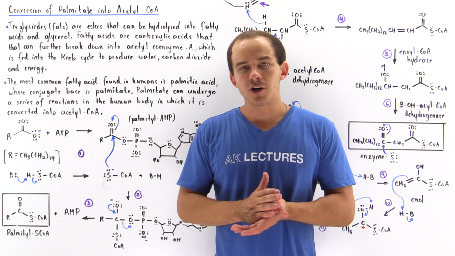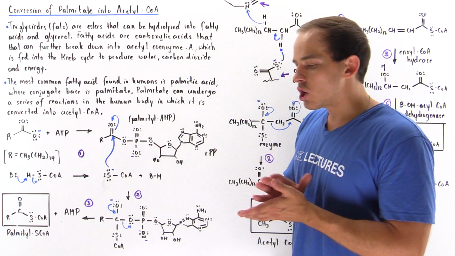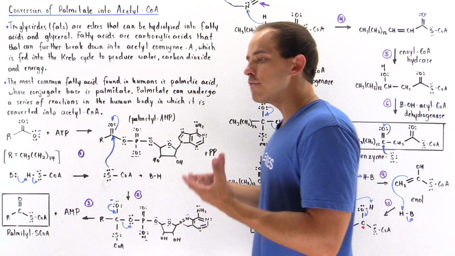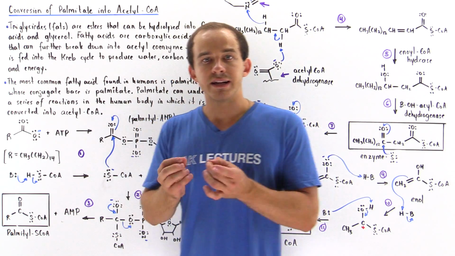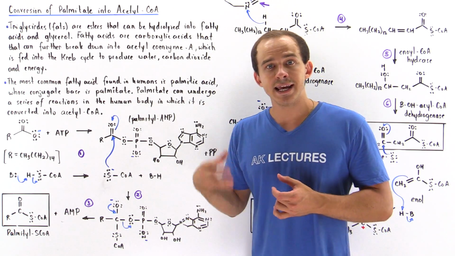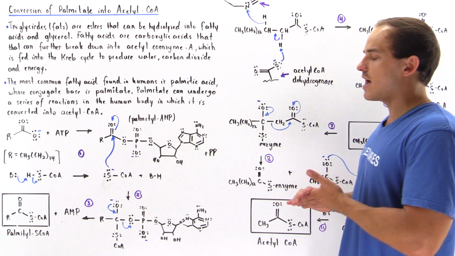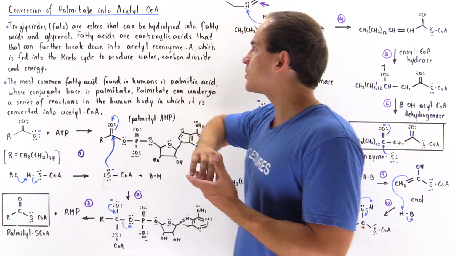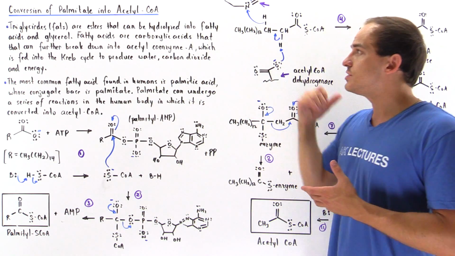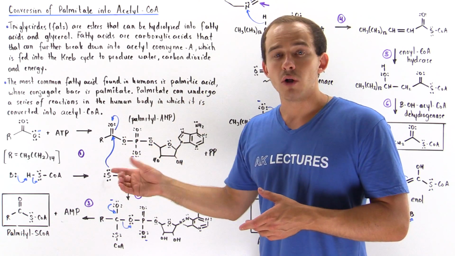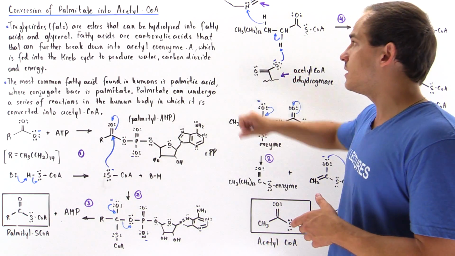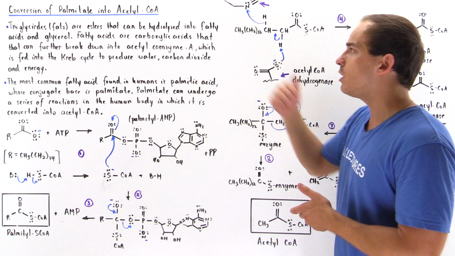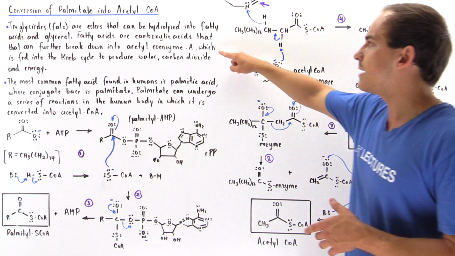help our body function. So the thing that we're going to focus on in this lecture is the conversion of the most common fatty acid in our body, palmitic acid, into acetyl coenzyme A. So once again, triglycerides are esters that can be hydrolyzed into fatty acids and glycerol. Fatty acids are carboxylic acids that can further be broken down into molecules called acetyl coenzyme A.